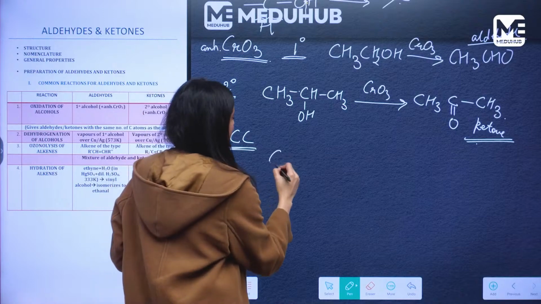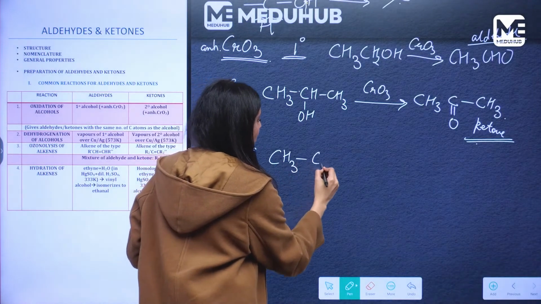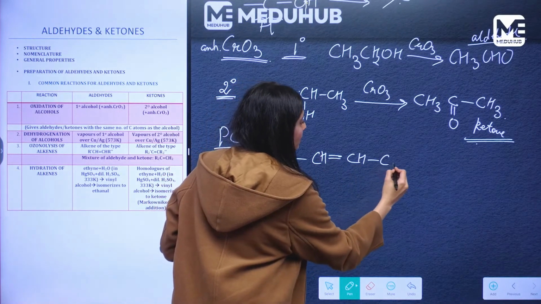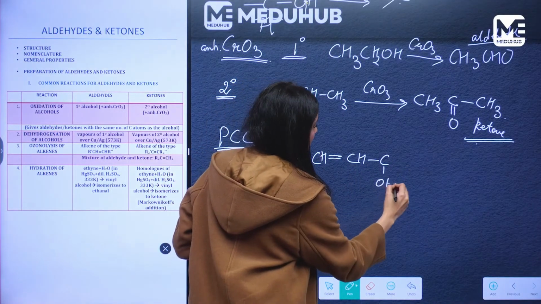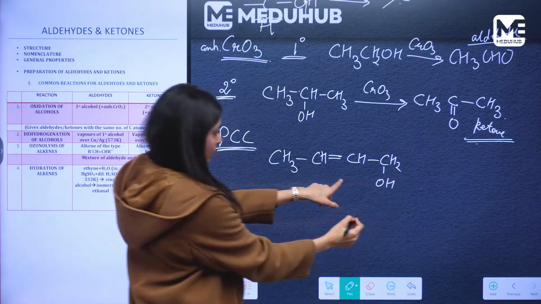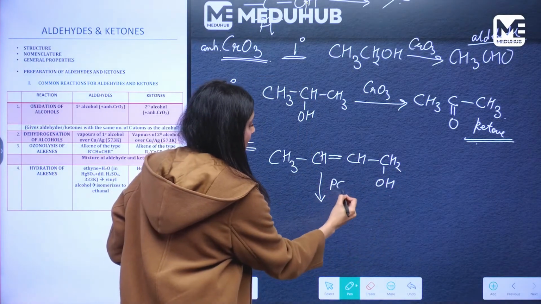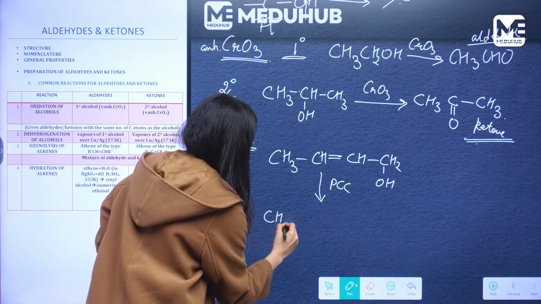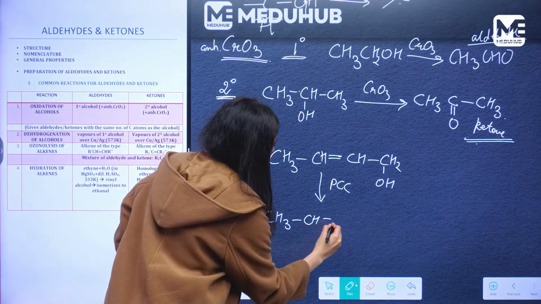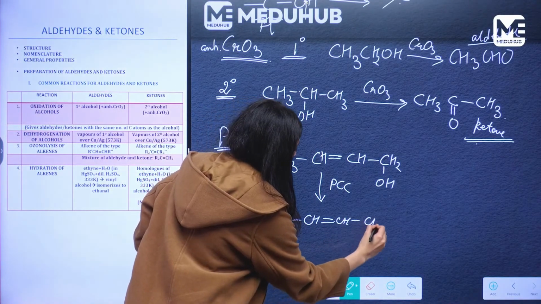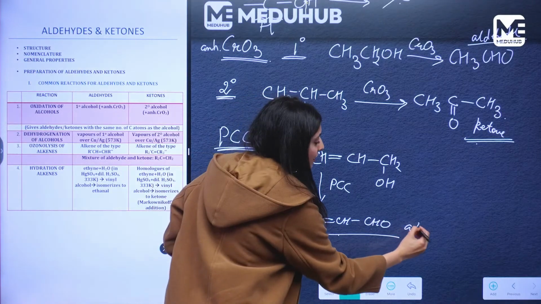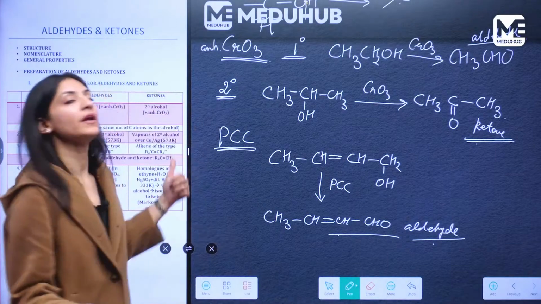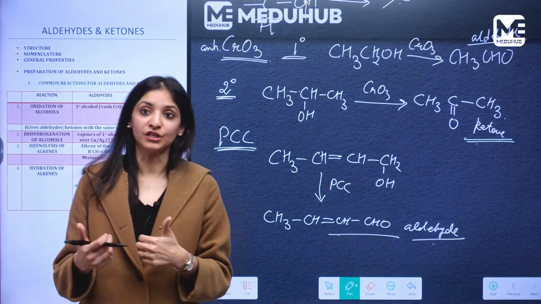For example, if we have this compound with CH2OH here, and we treat it with PCC, this double bond will not get oxidized and we will get CHO as the aldehyde, or as the product. So this is one way to do oxidation or dehydrogenation.